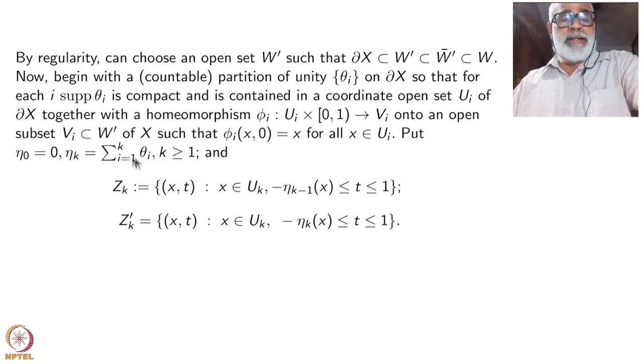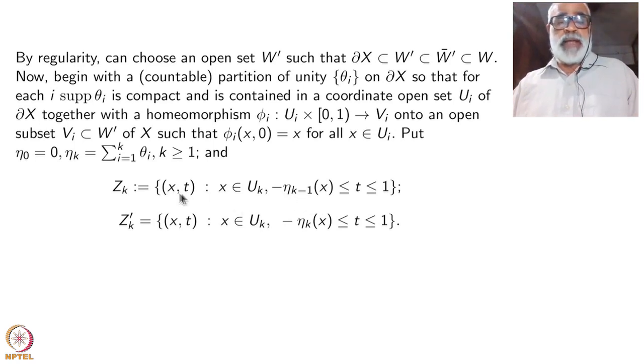And for k greater than or equal to 1, that is the definition. Next, put Z k as the space of x comma t such that x is inside U k. So U 1, U 2, U k's are open subsets of the boundary of X. x is inside U k. t varies between minus eta k minus 1 to 1. After all, these eta k's are taking values between 0 and 1. So I take minus of this less than or equal to t less than or equal to 1 up to there. So this is some interval strictly contained inside minus 1 to plus 1. This part is plus 1 on the positive side. On the negative side, how much can you go? At most minus 1.